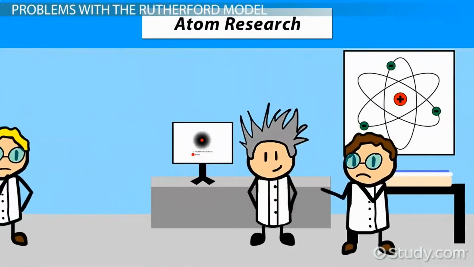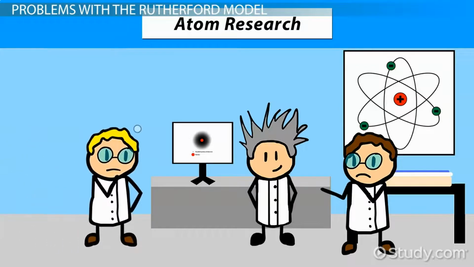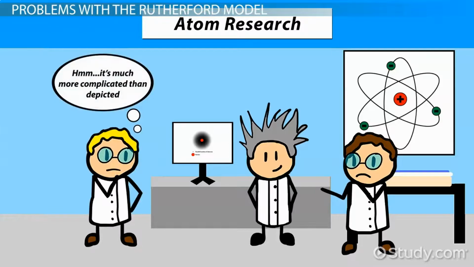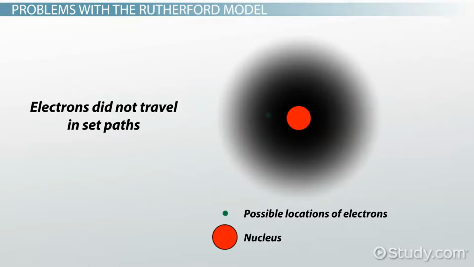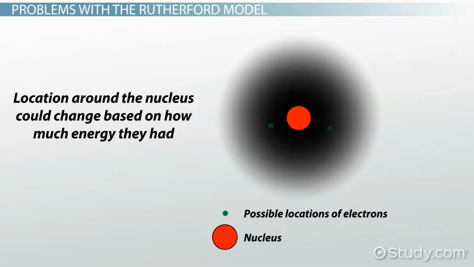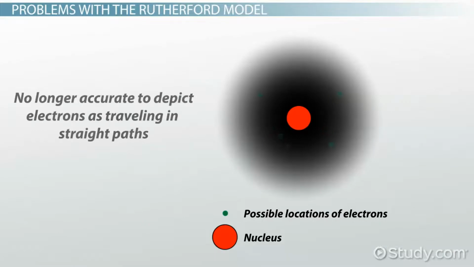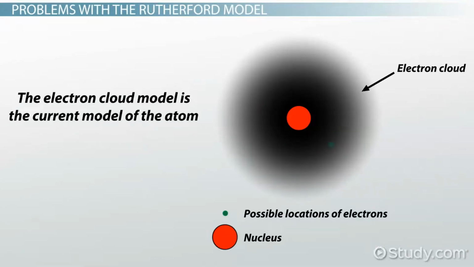In the years after Rutherford discovered the nucleus, chemists and particle physicists discovered that electron behavior was much more complicated than depicted in the Rutherford model. Electrons did not travel in set paths, their speeds were inconsistent, and their location around the nucleus could change based on how much energy they had. It was no longer accurate to depict electrons as traveling in straight paths. Instead, physicists began to represent them by an electron cloud that could suggest where electrons might be at any given time. The electron cloud model is the current model of the atom.